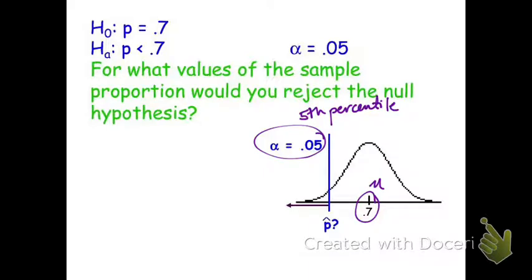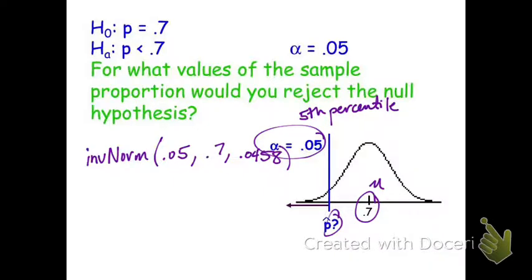What calculator function would I use in order to figure out what this value is? Inverse norm. I want to find this value, so I'm going to put in the percentile. It's a less than test, so I'm going to put in 0.05. And then I'm going to put in my mean, which was 0.7, and my standard deviation, which was 0.0458. So not 0 and 1, because we calculated the mean and the standard deviation.